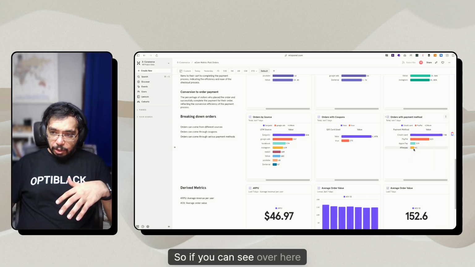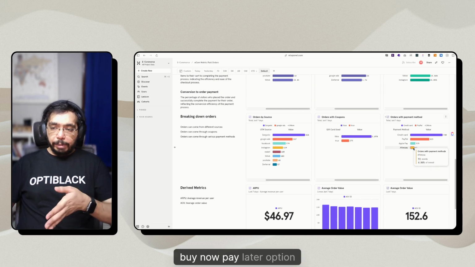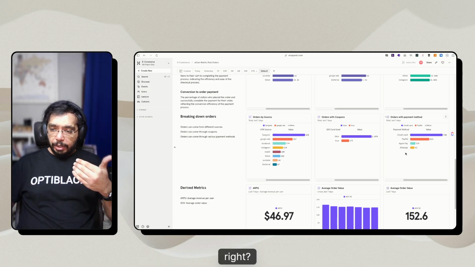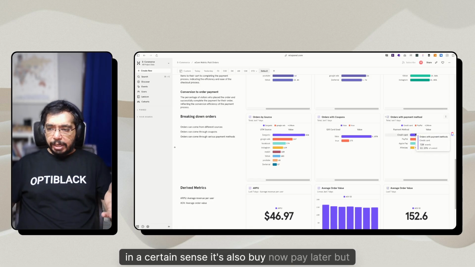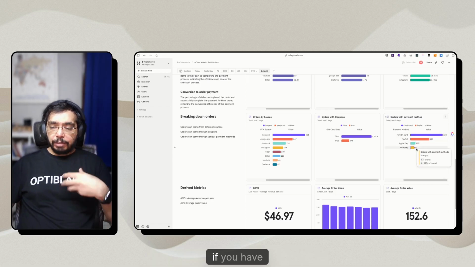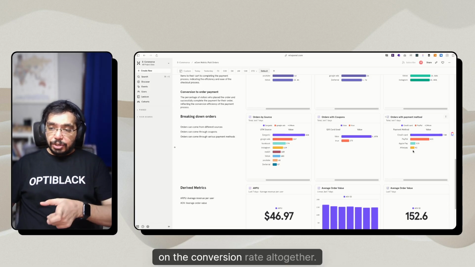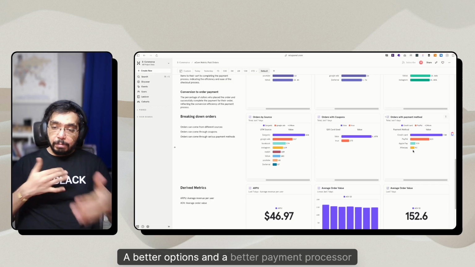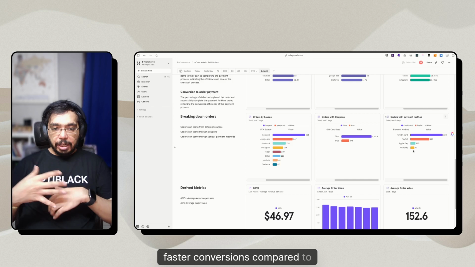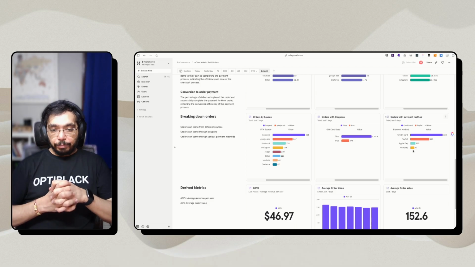If you can see over here, almost 7% of people selected the buy now, pay later option, and 53%, 54% selected the credit card option. In a certain sense, a credit card is also buy now, pay later. So if you have payment options, you can understand the impact on the conversion rate altogether. Better options and a better payment processor can help you get much faster conversions compared to just having the smoothest checkout process altogether.